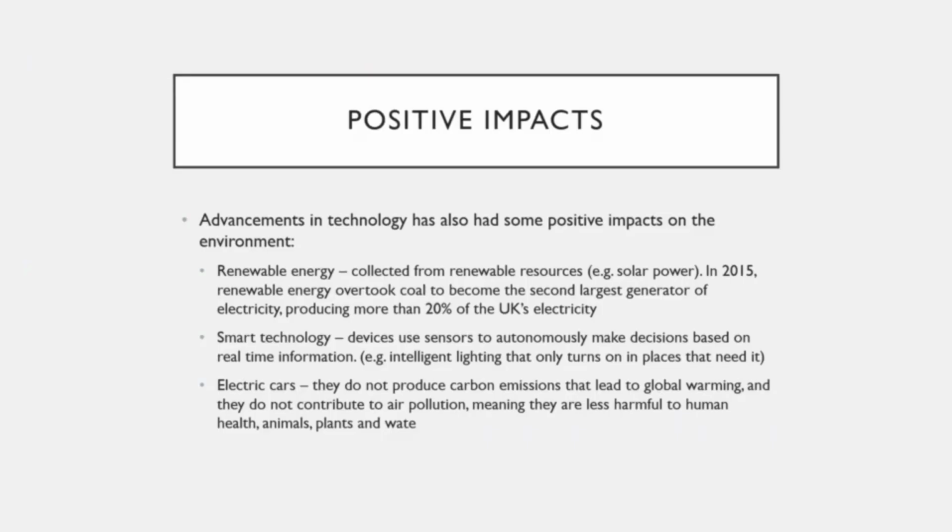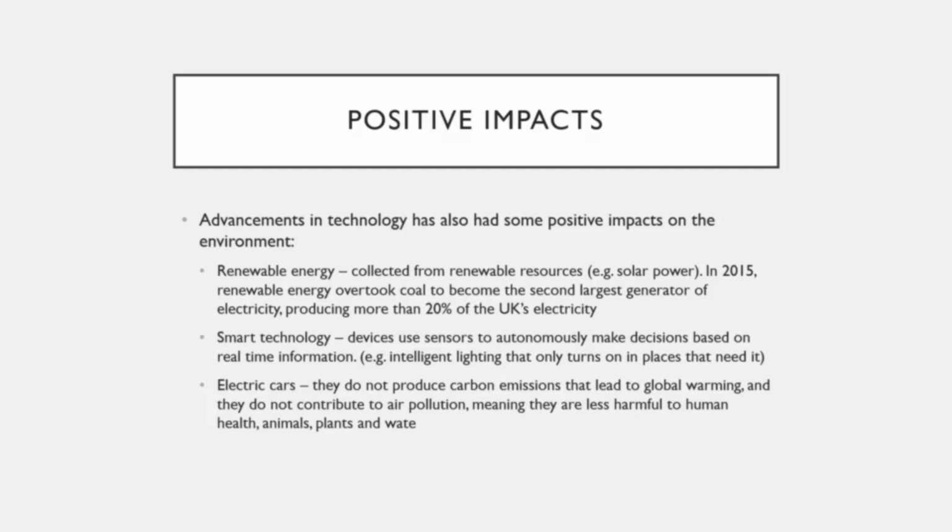However, there are some positive impacts due to the advancements of technology. For example, renewable energy, which is collected from renewable resources, for example, solar power that uses the sun. In 2015, renewable energy overtook coal to become the second largest generator of electricity, producing more than 20% of the UK's electricity.